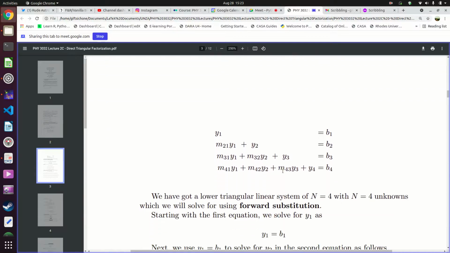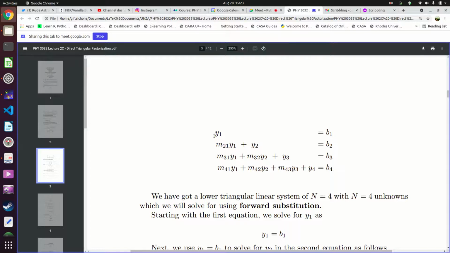You end up with y1 equals b1. Then m21 y1 plus y2 equals b2. Then m31 y1 plus m32 y2 plus y3 equals b3. Then m41 y1 plus m42 y2 plus m43 y3 plus y4 equals b4. As we have seen in our previous cases, this is a lower triangular system, and we can solve this one quite easily, as we have said before, by doing forward substitution.